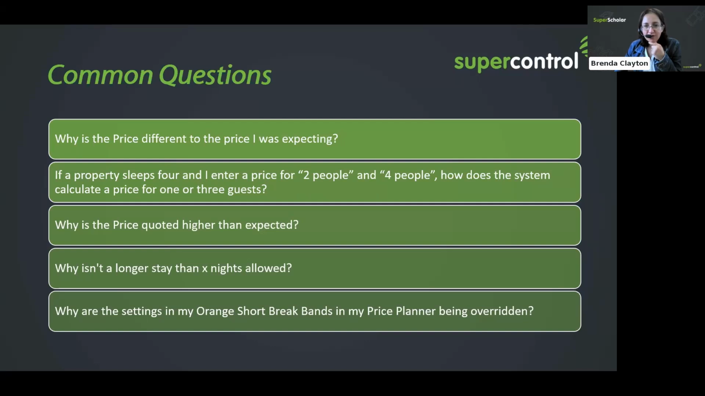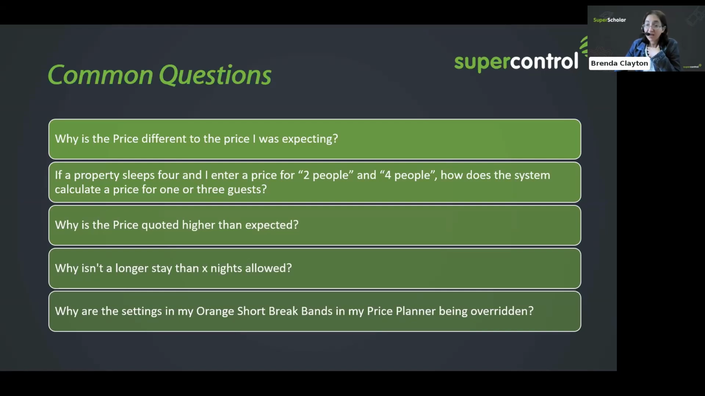I wanted to go over a couple of common issues in terms of things that we are asked at support. Why is the price different to the price that I was expecting? Sometimes what happens is that you could have enabled per person pricing without being aware of it, where there are different prices quoted depending on how many guests are selected during a booking. So if the price sometimes seems unexpected, I would suggest that you go and amend the guest numbers and see if your pricing changes. Sometimes people have added in per person pricing without knowing that they've done it. So always check that. That was the first option.